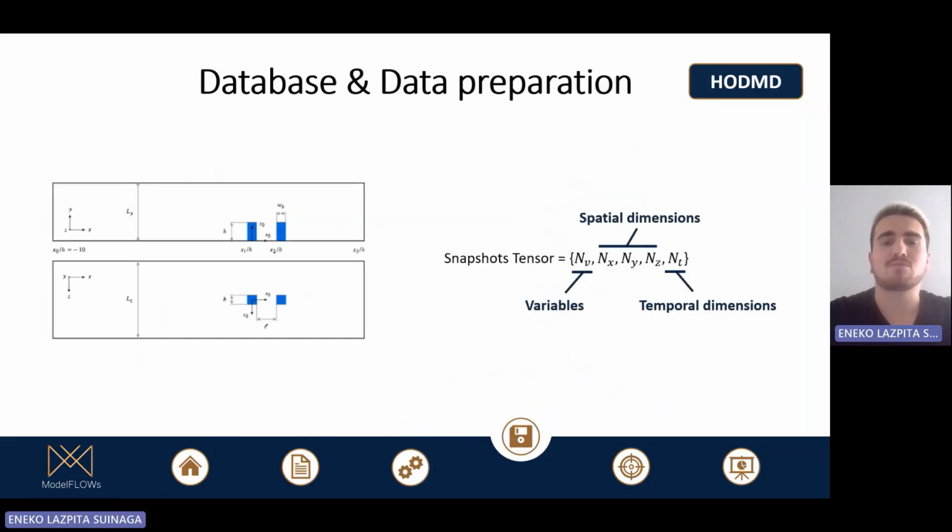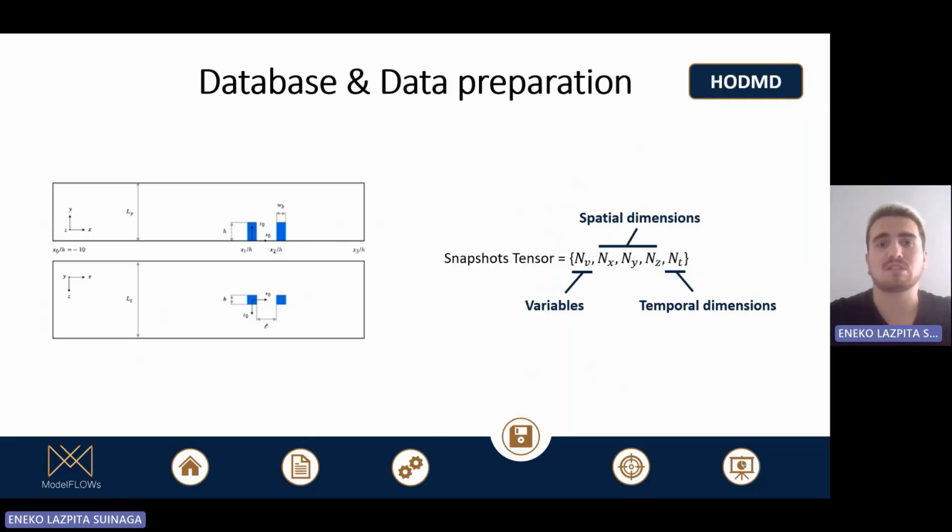But going back to the urban flow problem, here you can see on the left the domain we use for the numerical simulations to obtain this database. As you can see, it's a simplified urban environment, where we have a flow past two mounted obstacles that are aligned with the flow direction.